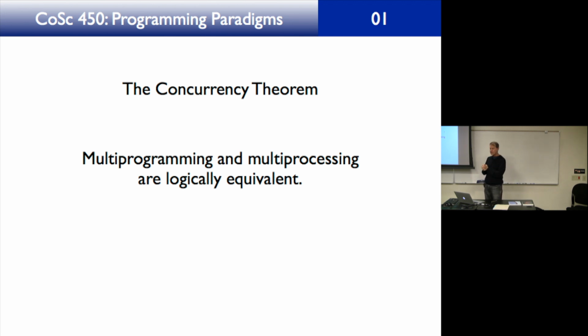The concurrency theorem says this: multiprogramming and multiprocessing are logically equivalent. What that means is that it doesn't really matter if you have one processor and you're switching back and forth between two programs that are communicating.